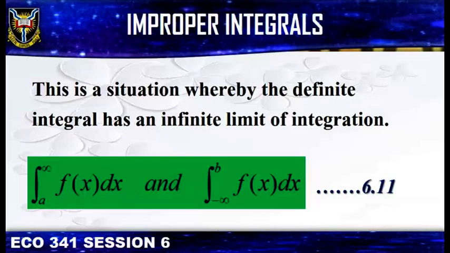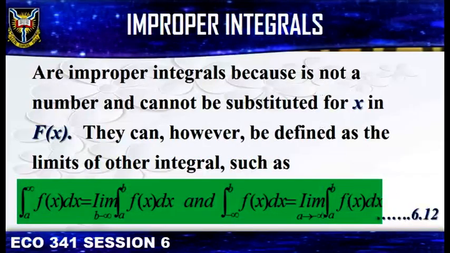Improper integrals. This is a situation whereby the definite integral has an infinite limit of integration. Integral f of x dx, upper limit infinity, lower limit a, and integral f of x dx, upper limit b, lower limit minus infinity, equation 6.11, are improper integrals because infinity is not a number and cannot be substituted for x in f of x.